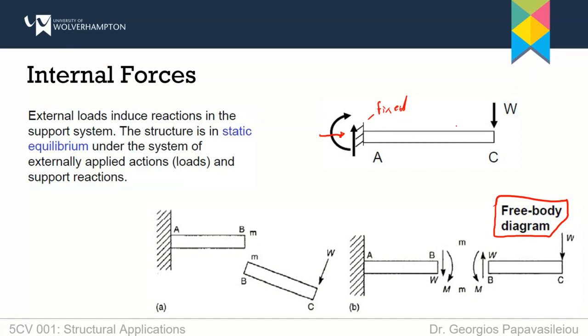In this example over here, we know that the horizontal component will be zero, and this is why it is not initially drawn. But when it comes to solving examples or questions in a test, please draw all of them and calculate all of them, even if they are zero. You have to show that you understand that, for example, a fixed support has three components, three reactions. Well, this is the case of the fixed support.